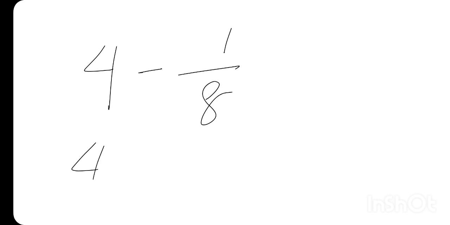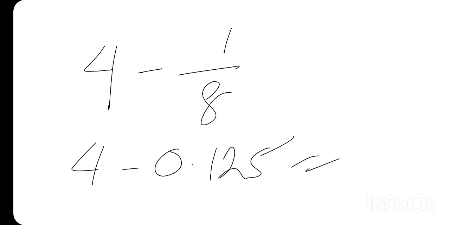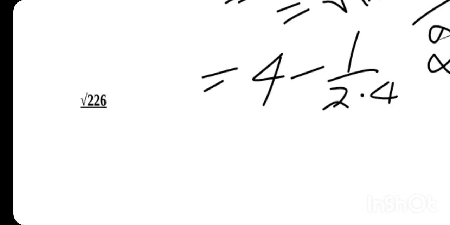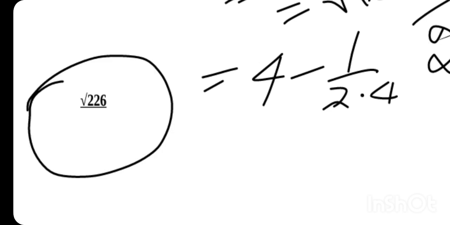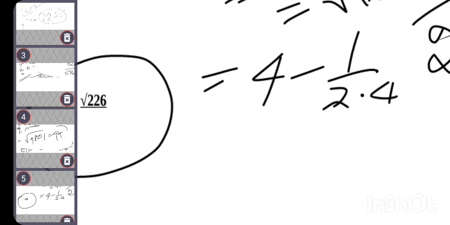And the decimal value of 1 by 8 is 0.125. And if you subtract, we will get 3.875, which is the answer. Okay, you will get it. Now for your homework, you will calculate the square root of the number 226. Okay, let's move to the next.